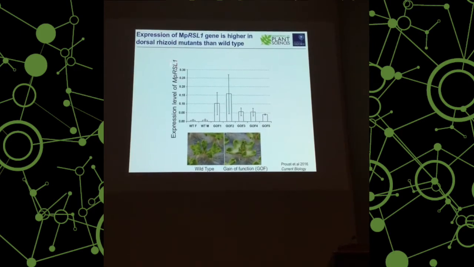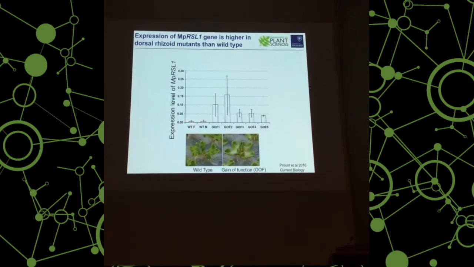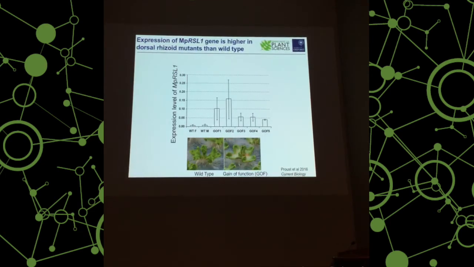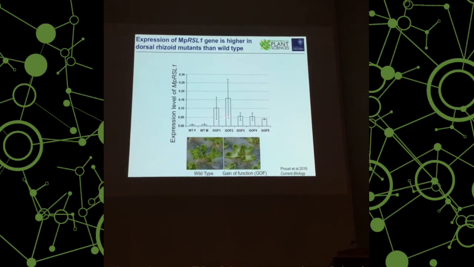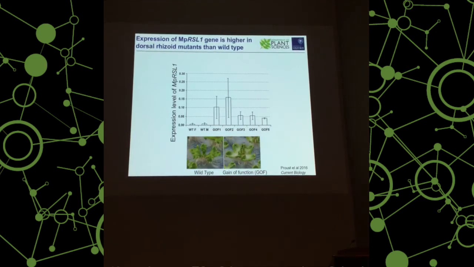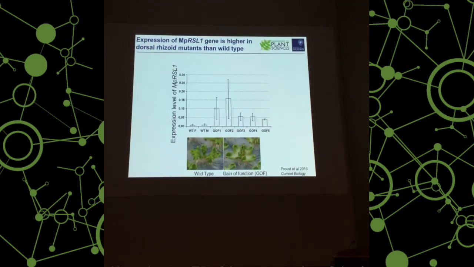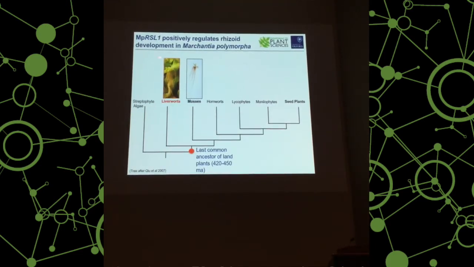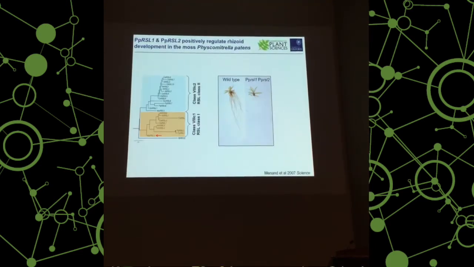What you've got here is the expression levels of RSL1. Here's our wild type, so there's males and females here. They've got relatively low levels of expression. In each of these mutant lines that produce this abundance of rhizoids all over the shop, these are all gain of function. Normally the plant won't ever make a rhizoid on its dorsal surface, but when you express large amounts of the RSL transcription factor ectopically from the 35S promoter, you get this phenotype. So we were pretty sure that this was a transcription factor component of the phenotype. What we can say now is that RSL1 is positively regulating the development of rhizoids in Marchantia.